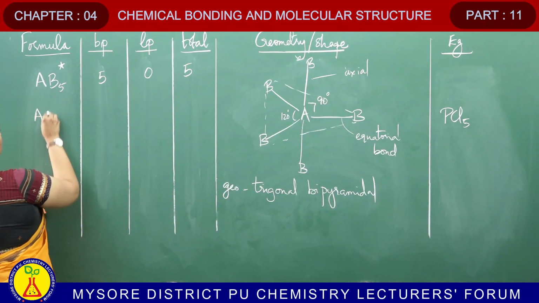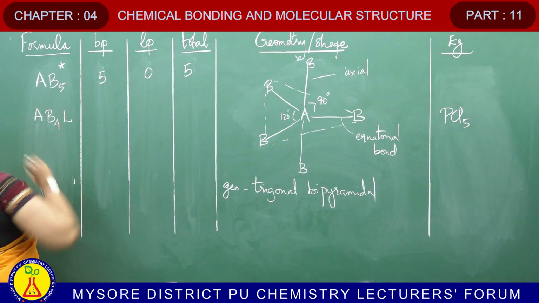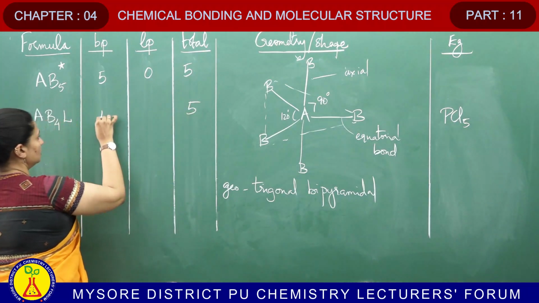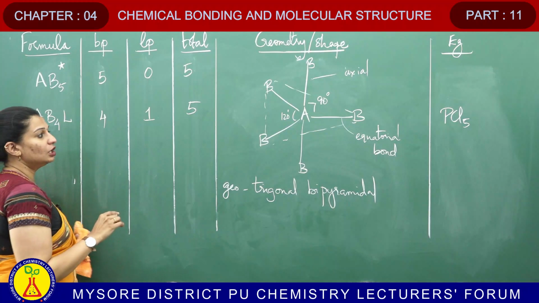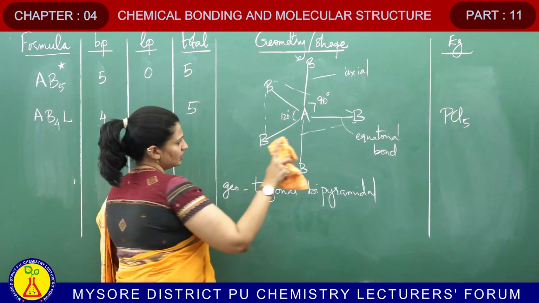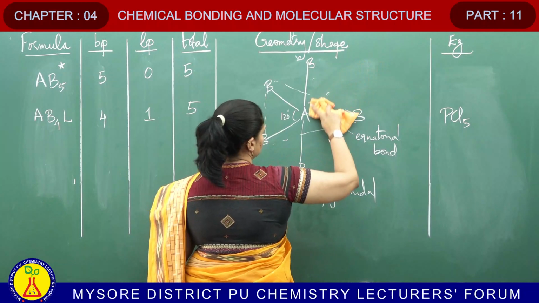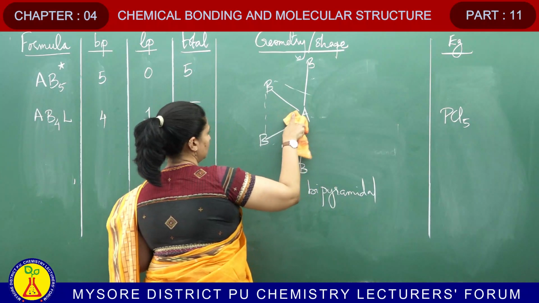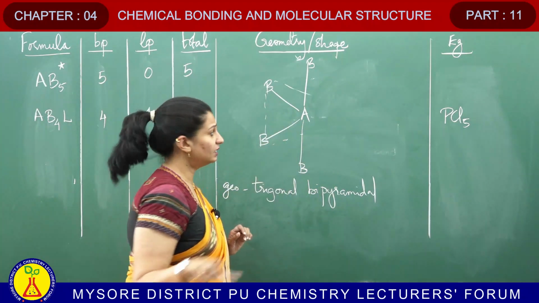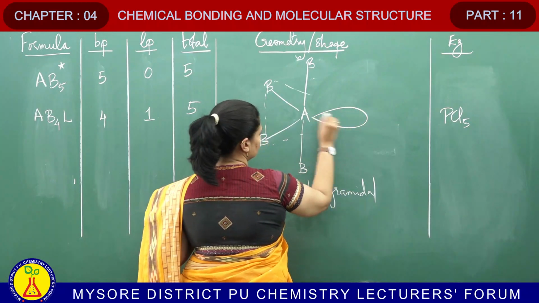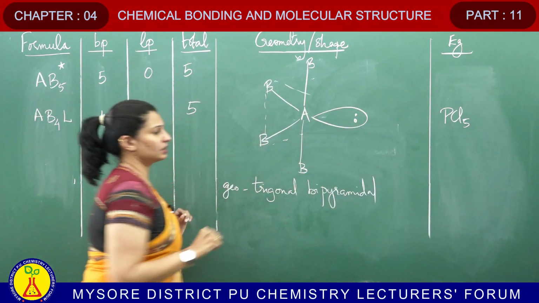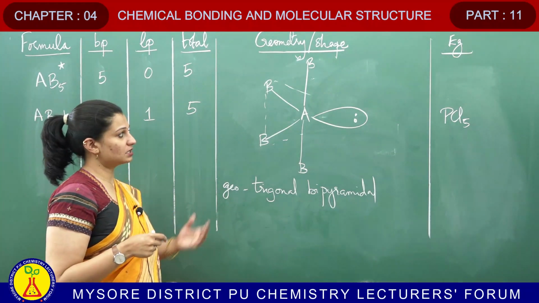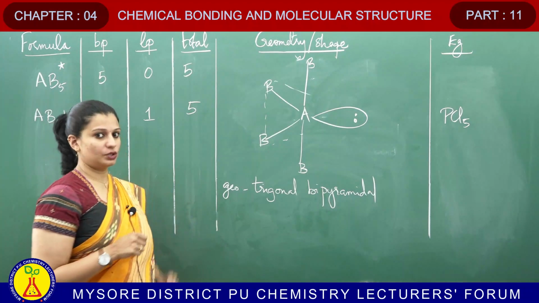Now let us introduce lone pairs. I am now having 1 lone pair introduced into this. So your total is still 5, but the bond pairs are 4 and 1 lone pair. Let's see what happens. Here I will change the structure for you to understand it. You are going to place the lone pair in the equatorial position, because they are 120 degrees apart and you want maximum distance. So the lone pair is placed in the equatorial position.